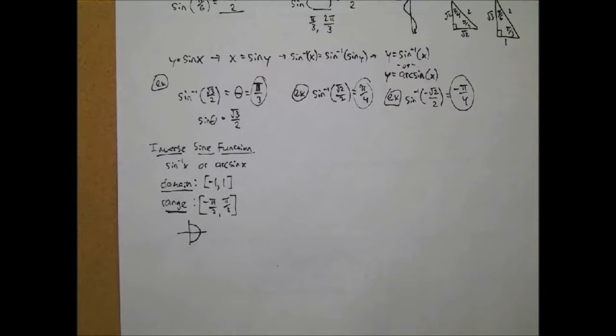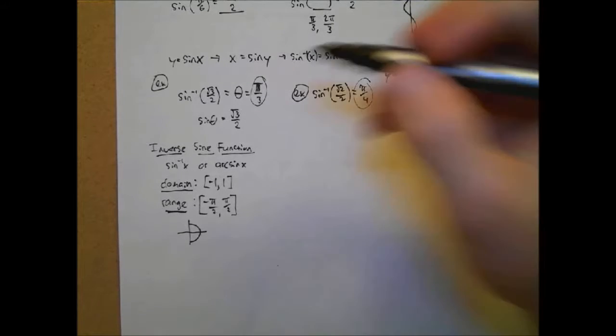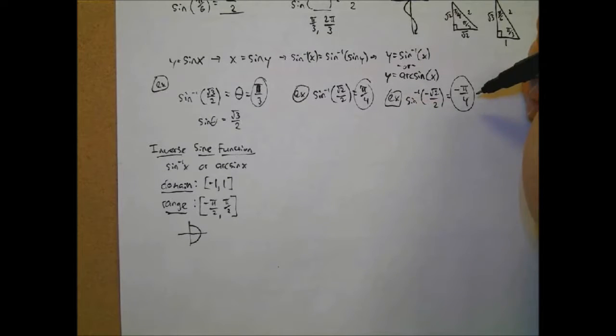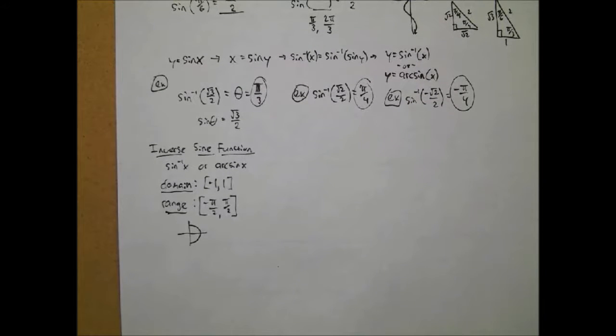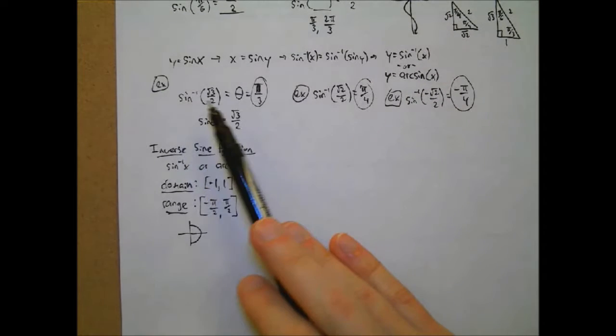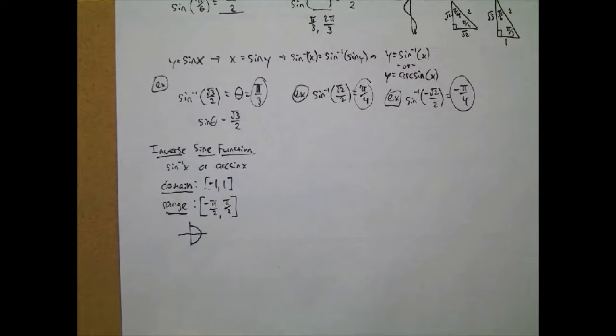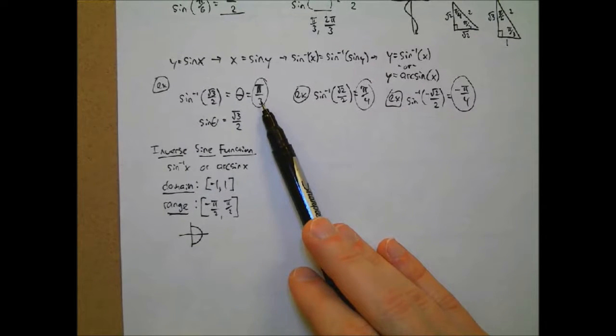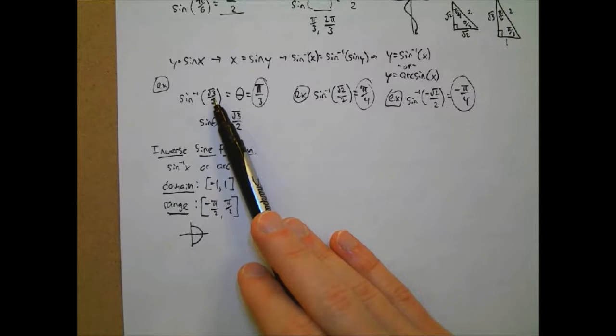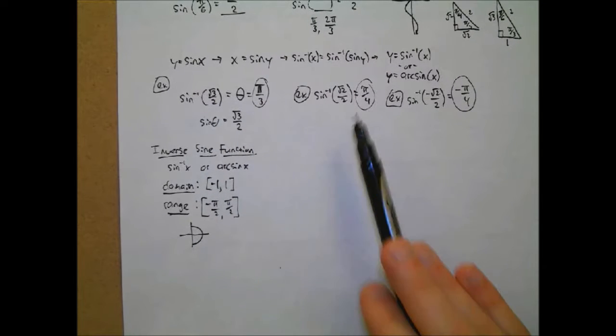So essentially, when it comes to sine, the easiest way to think about this is that if you're taking the sine inverse of a positive ratio, it's just the normal positive angle that you'd get. So sine inverse of root 3 over 2 gives you positive pi over 3. Sine inverse of root 2 over 2 gives you positive pi over 4.